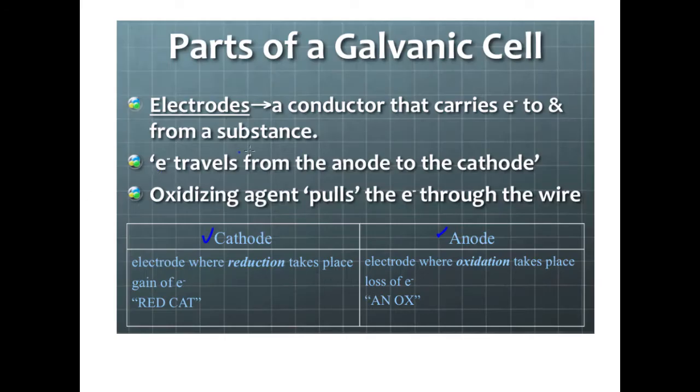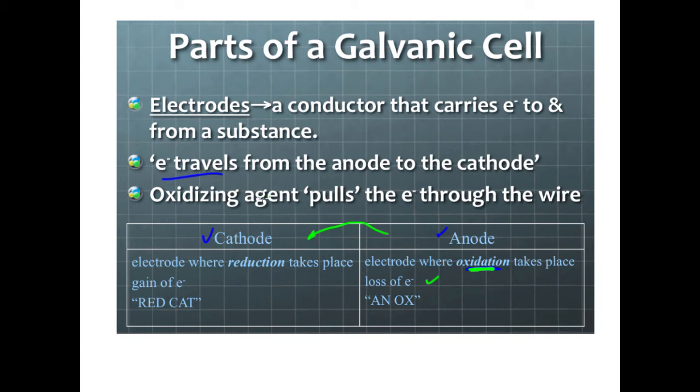All right, so the electrons are always going to travel, always. This is always true, always from the anode to the cathode. Why? Because oxidation always occurs at the anode. Oxidation is always going to occur here, so therefore it's always going to lose electrons. And if electrons are lost, they're always going to move towards the cathode. So therefore, this one is always going to be true.